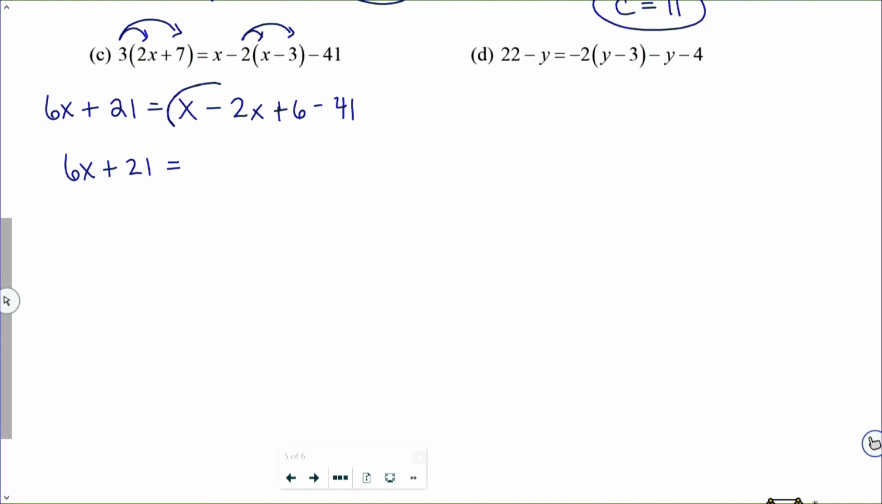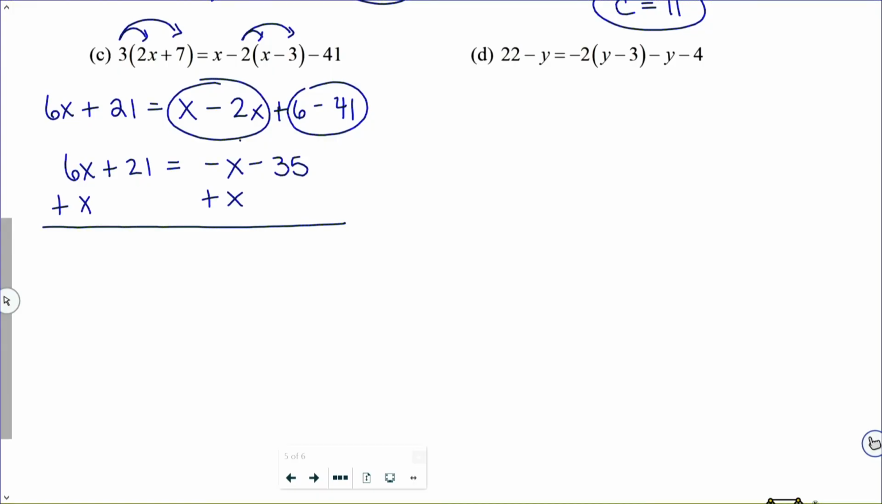It's just going to stay as 6x plus 21. On the right-hand side, I don't really have to rewrite anything in terms of reordering. I just have to do x minus 2x. That's going to give me a negative 1x. And then 6 minus 41 is going to be minus 35. All right. We're now ready to just do our variables on both sides of the equation routine. I'm going to add an x to both sides. 6x plus x is 7x plus 21 is equal to negative 35.